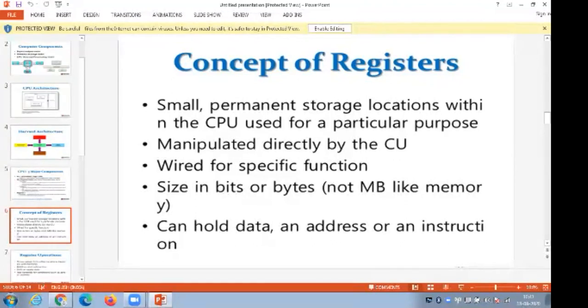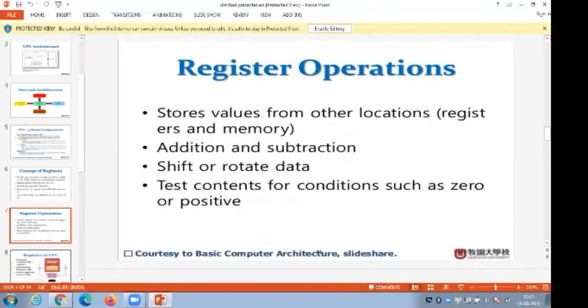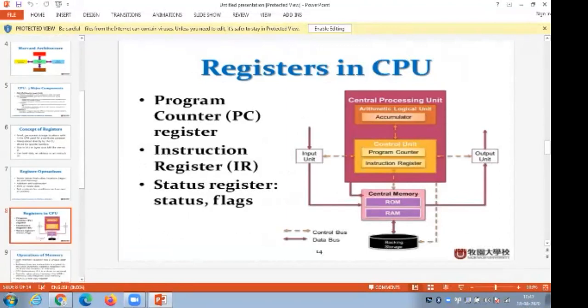There are certain types of registers, which come in the next slide. Now the register operations: the registers are the program counter register, instruction register, and status register. These are the 3 types of registers, and we have the accumulator also in between, which accumulates everything.